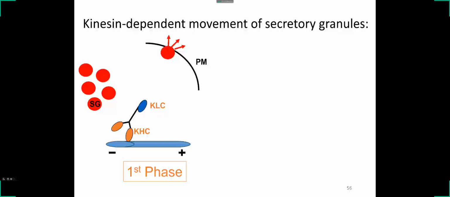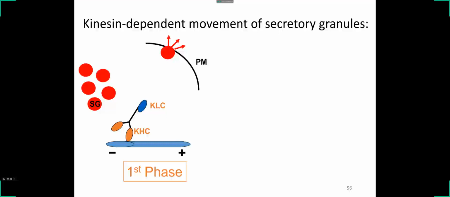So what does this kinesin-dependent movement of secretory granules look like? In the first phase, you have kinesin that is walking up. You remember that microtubules have a negative and a positive direction, and they grow and shrink in these two different directions. In red here, I'm showing you the secretory granules.